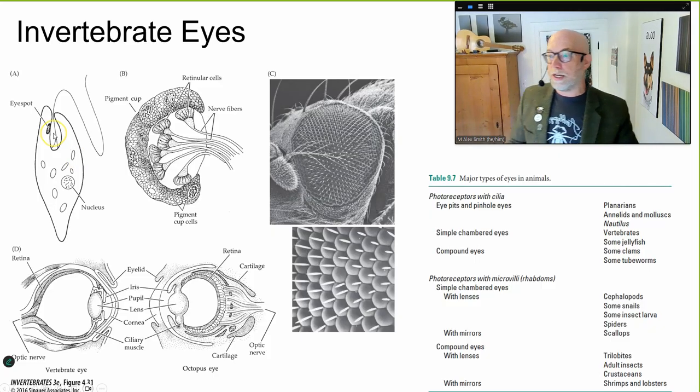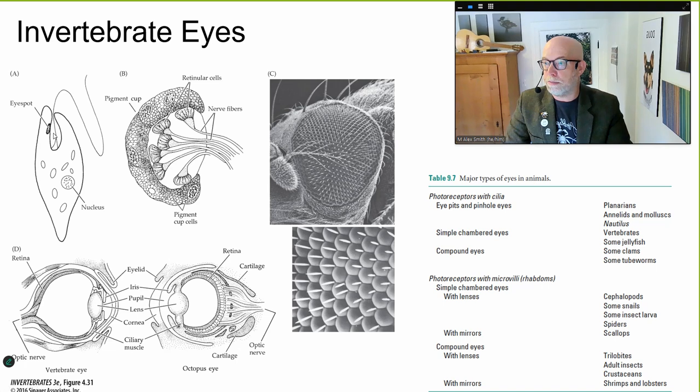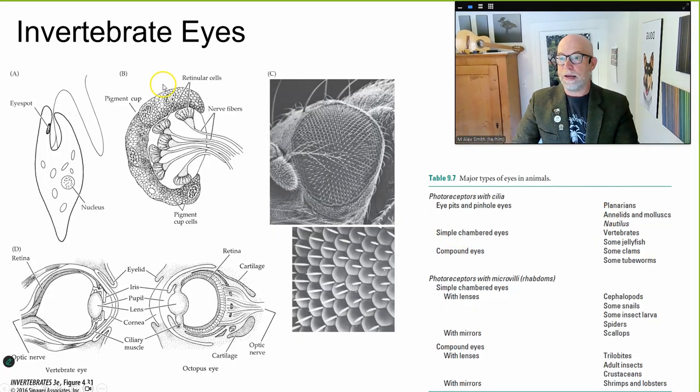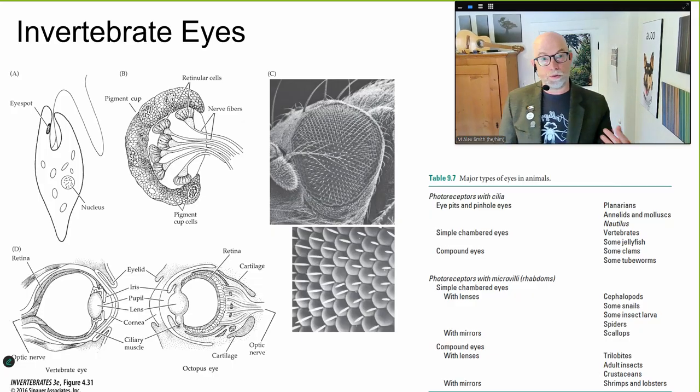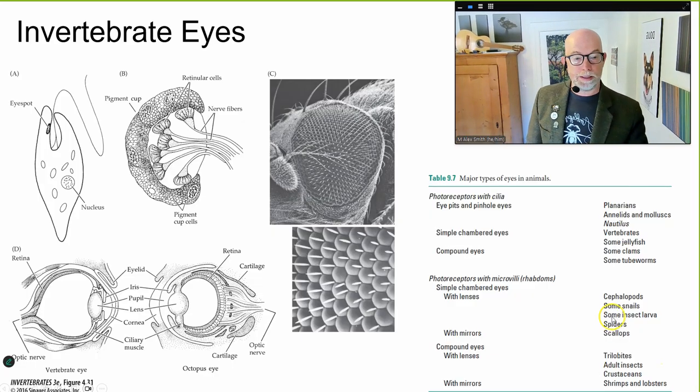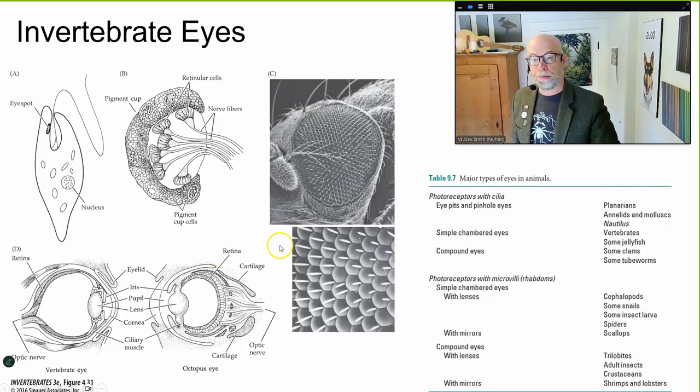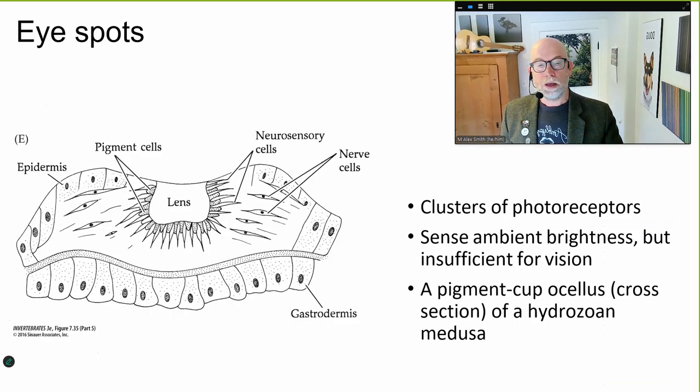So we have eye spots from amongst the metazoans or even some of the protozoans, to planarians and annelids. We have single-chambered eyes. We have compound eyes. We have photoreceptors with microvilli, the rhabdomeric ones. So cephalopods, snails, insect larvae with mirrors or lenses, and then compound eyes with lenses or with mirrors. Lenses being like the adult insect example, and with mirrors, the shrimp or some of the marine examples. So let's think about eye spots for a second.